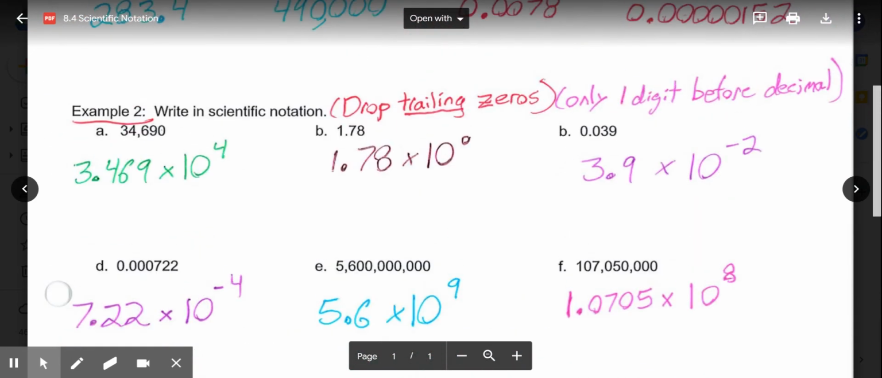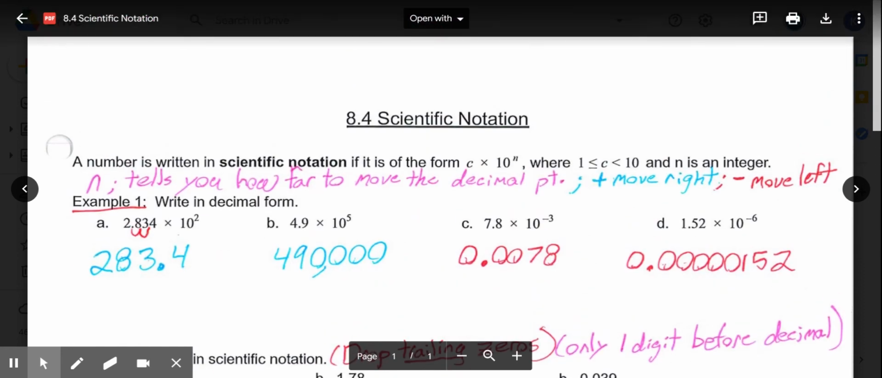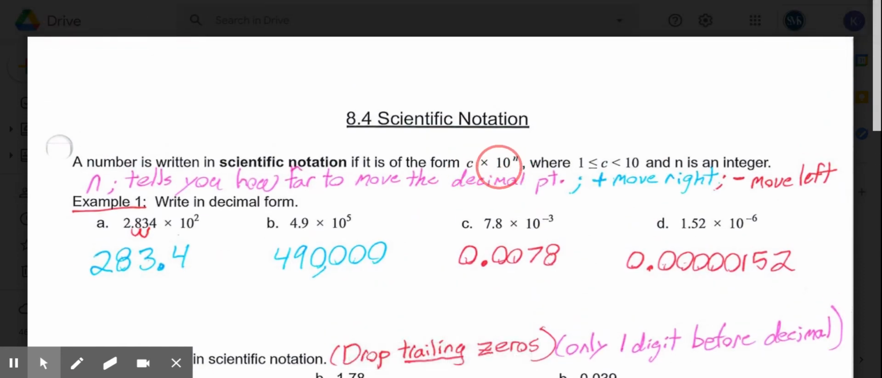So going back to the beginning, the key to scientific notation is understanding it's in this form, c times 10 to the nth power, and the number c here has to be somewhere between 1 and less than 10, and n up here has to be a positive or negative whole number.